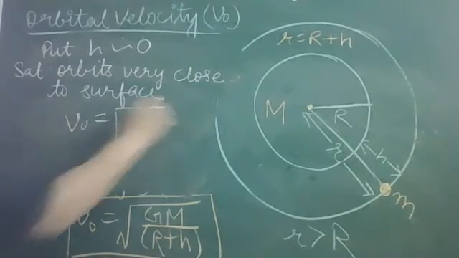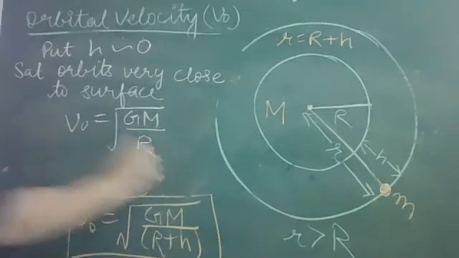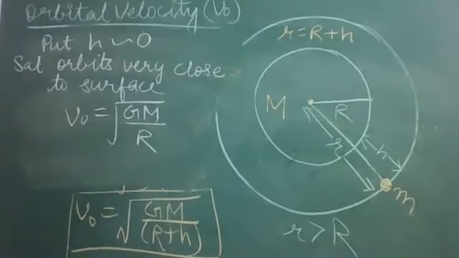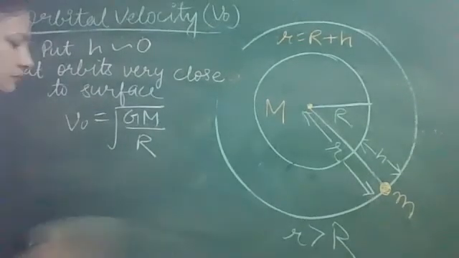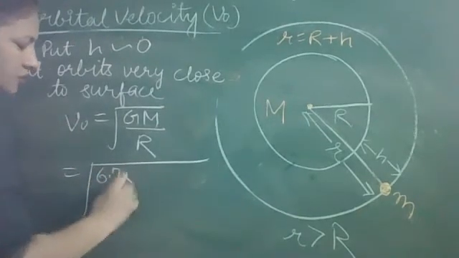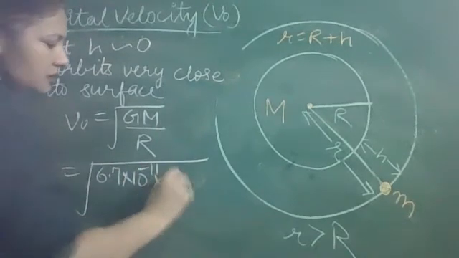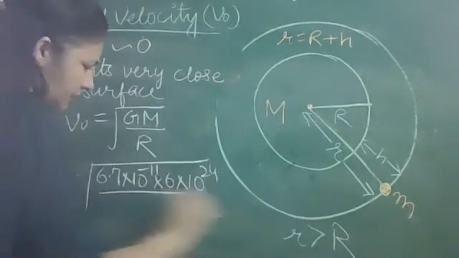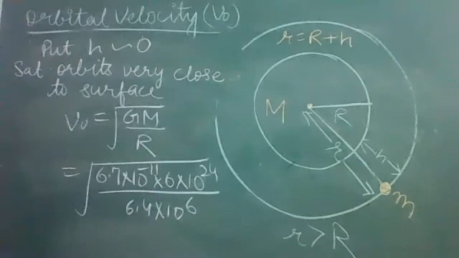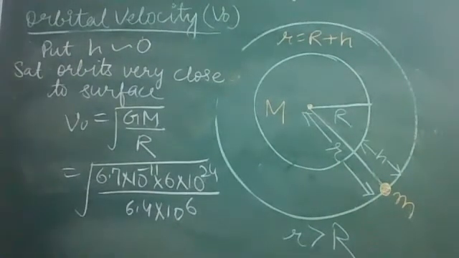So we can put h equal to 0 here. V_o will be under the root GM over R. Now we can substitute the values. G is 6.7 into 10 raised to power minus 11. Mass of Earth 6 into 10 raised to power 24 kilogram, and radius of Earth 6.4 into 10 raised to power 6. So you check the calculations and tell me what you get. That will be the minimum value of orbital velocity.